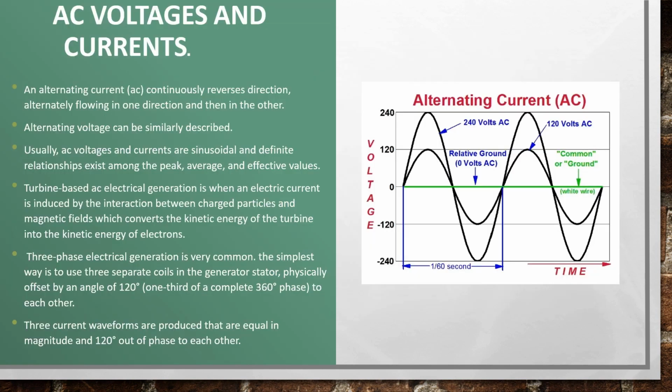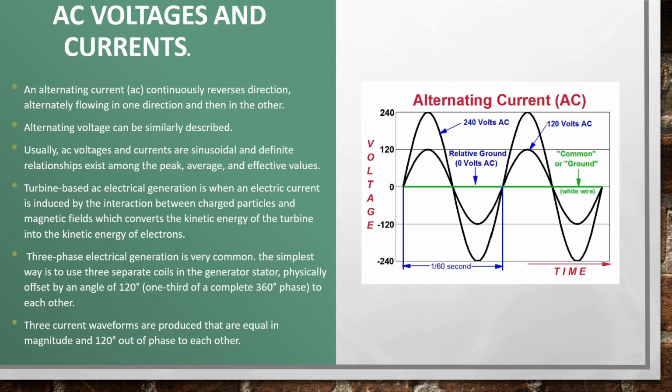An alternating current (AC) continuously reverses direction, alternately flowing in one direction and then in the other. Alternating voltage can be similarly described. Usually, AC voltages and currents are sinusoidal and definite relationships exist among the peak, average, and effective values.